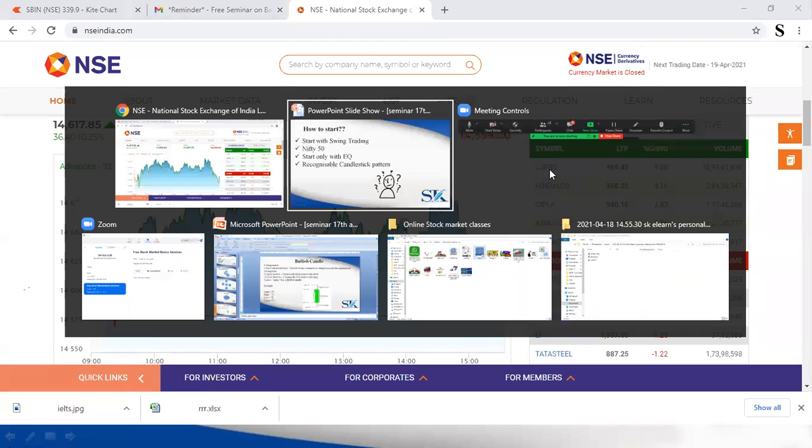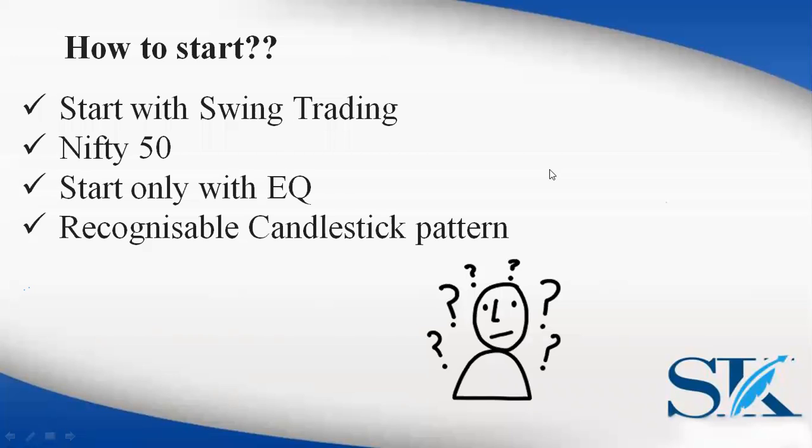Okay, so these are some of the things that you should consider. I suppose we've covered more than enough for you to start with. Okay, now anything else anybody wants to know? Any doubts, any queries?